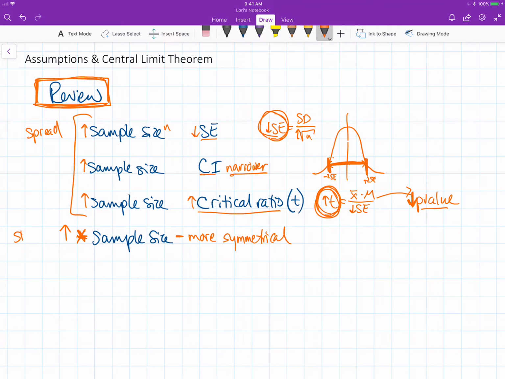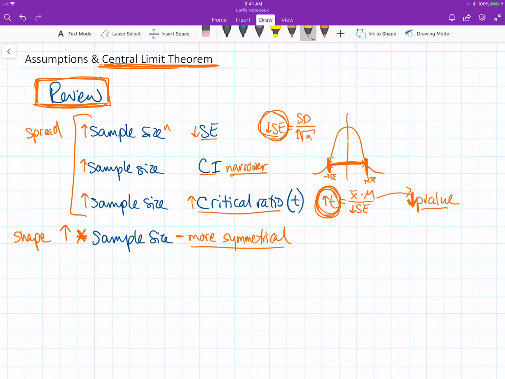So this is a shape issue. The central limit theorem is a shape issue. It's not a spread issue. So be just really, really clear about that. And I'll show you exactly what the central limit theorem is here in a minute. The fact that this is more symmetrical is really good news.